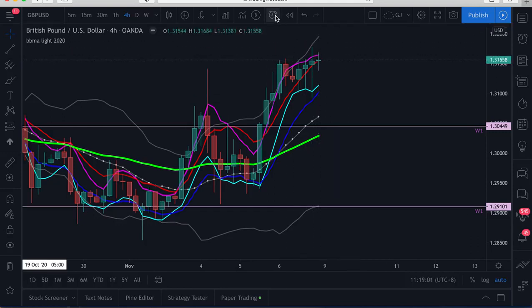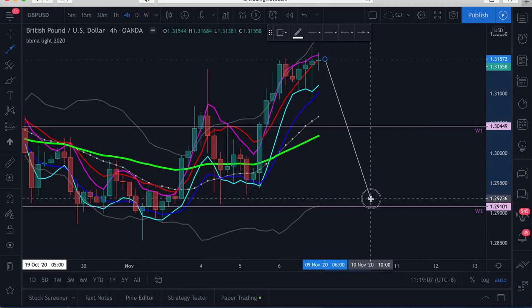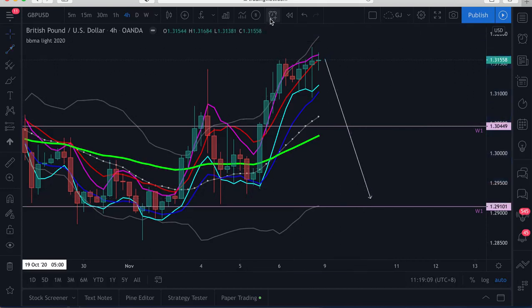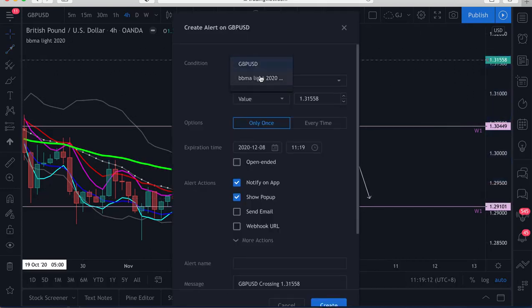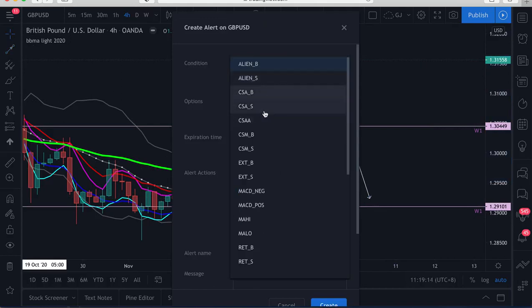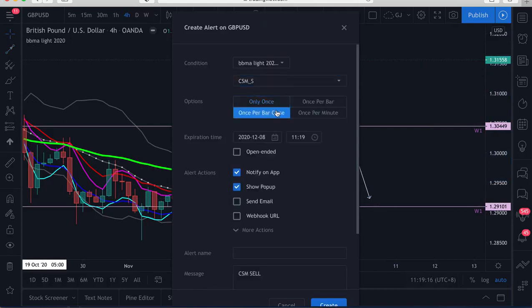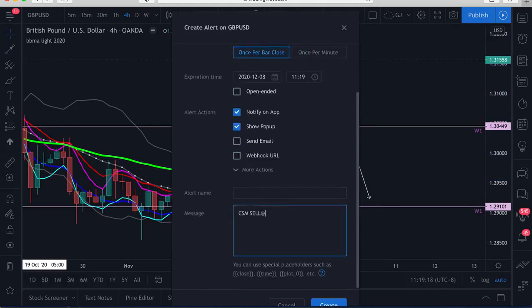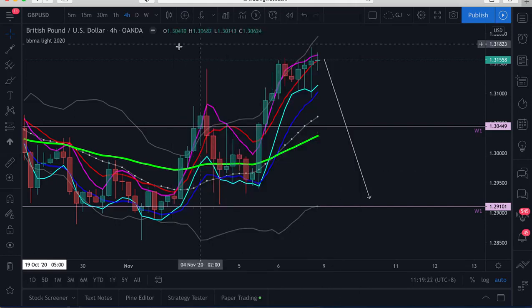So what we want to do is we want to wait for this price to go down and close below the low BB and create CSM sell for us. CSM sell. Also make sure it's below EMA 50.